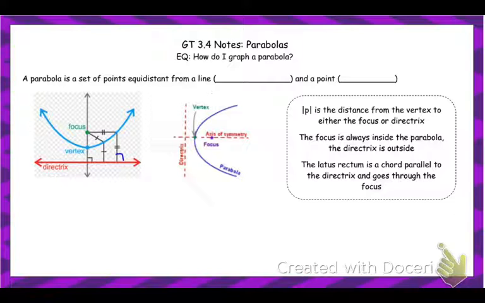So what a parabola actually is. A parabola is a set of points that is equidistant from a line and a point. That line is called the directrix, and that point is called the focus. So to help you guys see this a little better, I'm going to show you a little applet to help.